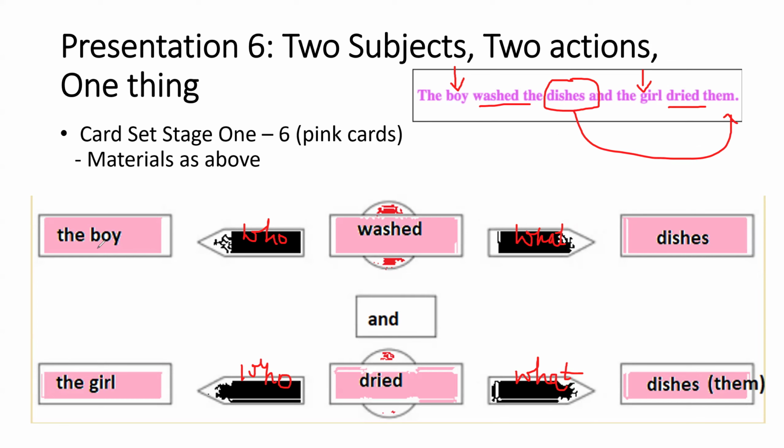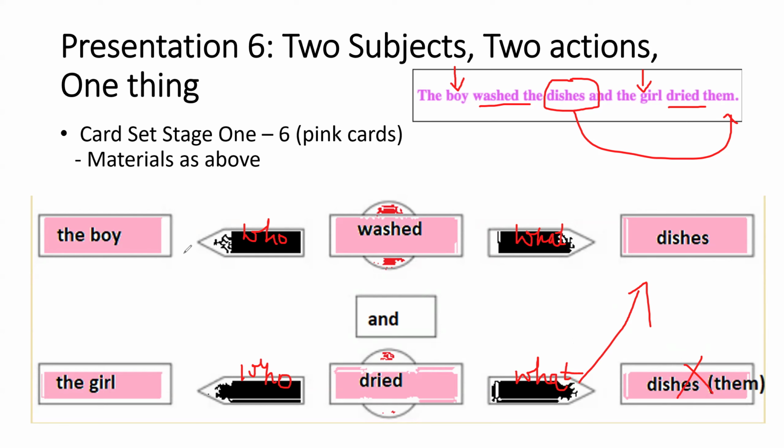Okay. So you can ask questions again here. Who washed? The boy washed. Who dried? The girl dried. What did he wash? He washed the dishes. What did she dry? She dried the dishes, right? So this is all in your pink color. Sometimes you don't have to do this card. You can point your arrow here itself. So that's our presentation 6.